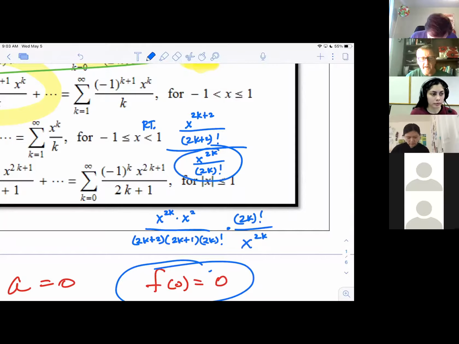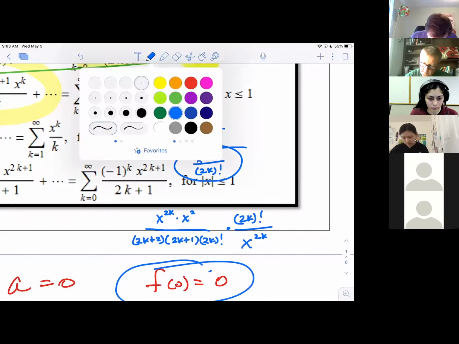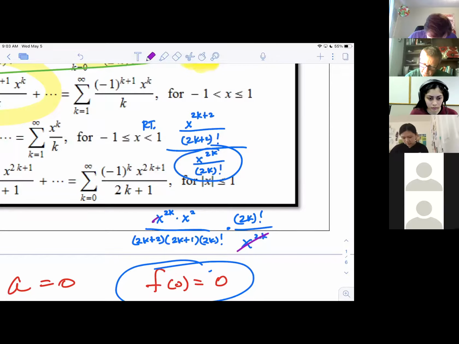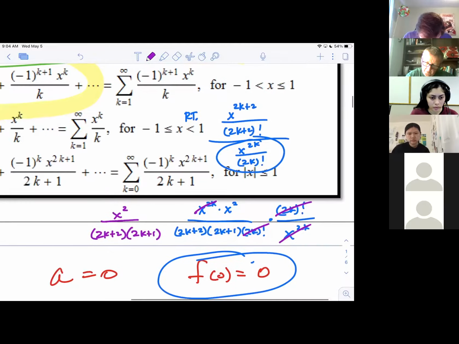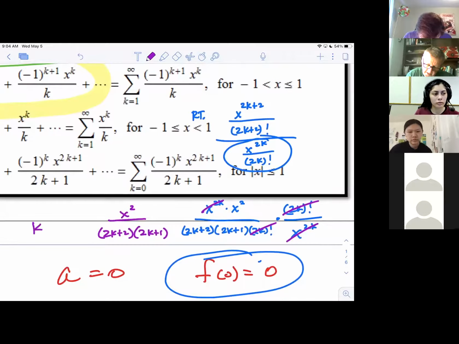Maybe now you see why I expanded those the way that I did. So look at all the stuff that cancels out. This cancels with this. 2k factorial cancels with 2k factorial. And so now the question becomes, what happens to x squared over 2k plus 2 times 2k plus 1? What happens to that according to the ratio test as k goes to infinity?